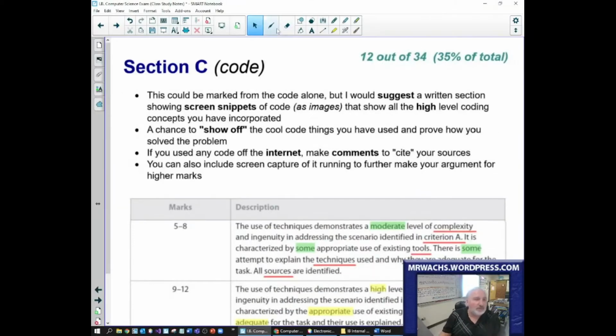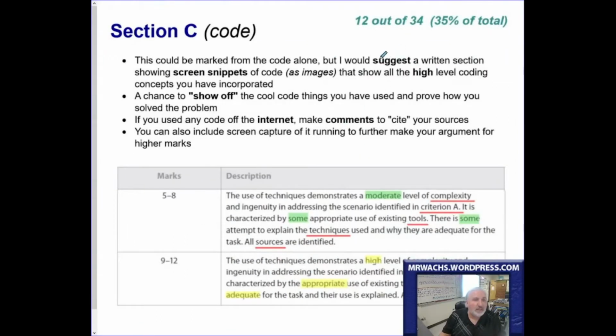Okay, a couple more points about code here since we're in the code section. I definitely suggest a written section. It could be marked from the code alone. Again, with code, you can use images, so it's not going to count on your word count. You definitely want to show off all the cool code things and all that high-level code, and I'll show you why when we get to the marking in a second. As it says here, if you used any code off the internet, please cite your source by putting a comment in your code. There is no formal way to do this, but please look at that. And if you want, I can show you an article I wrote on plagiarism in computer science to give you some ideas on how to do that.